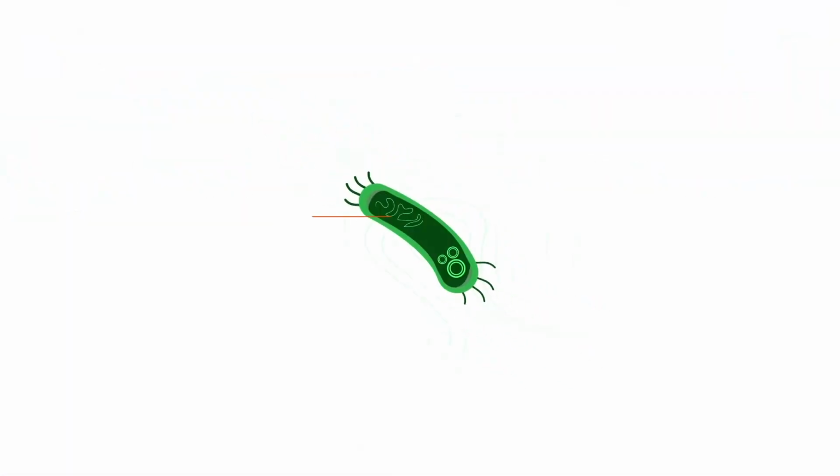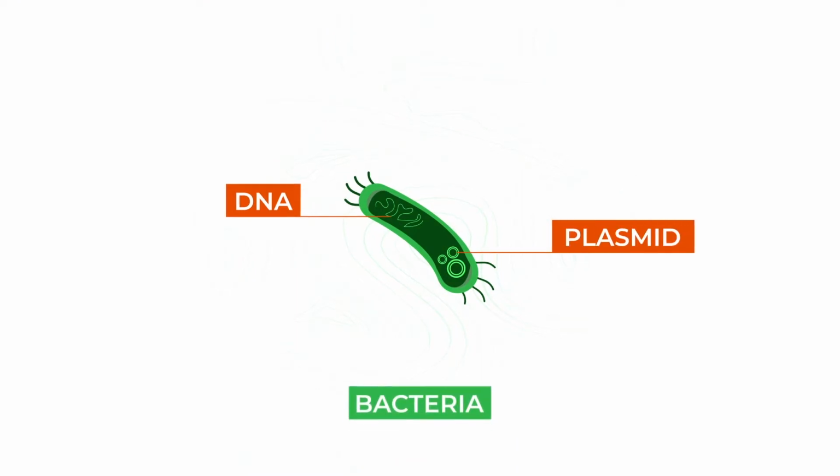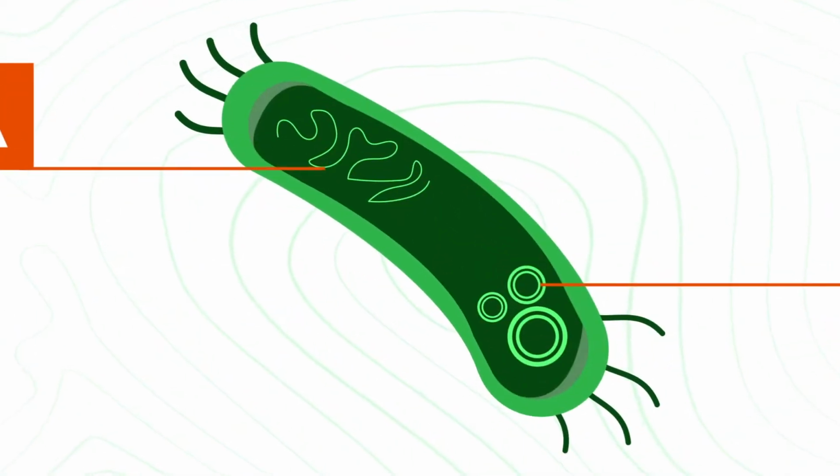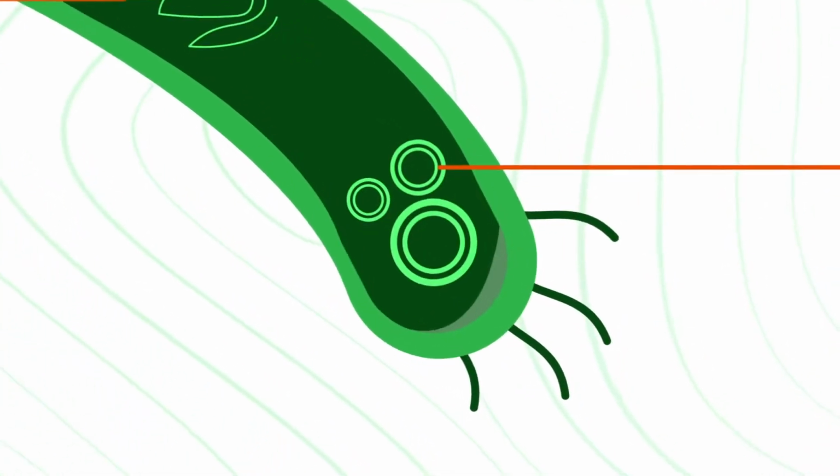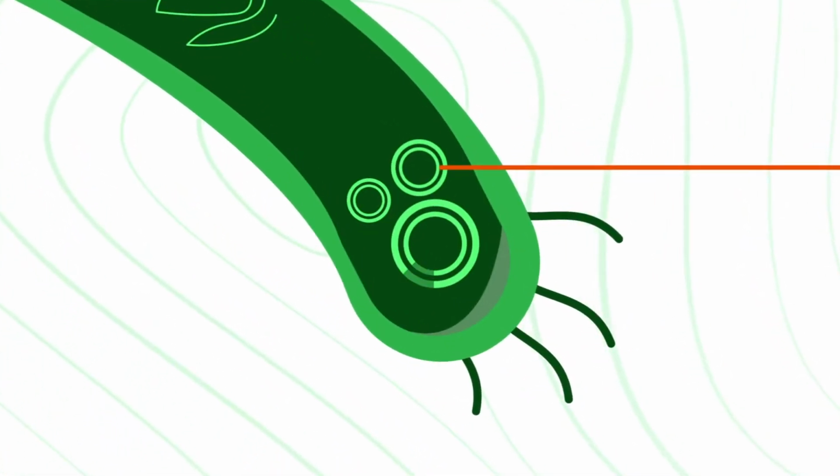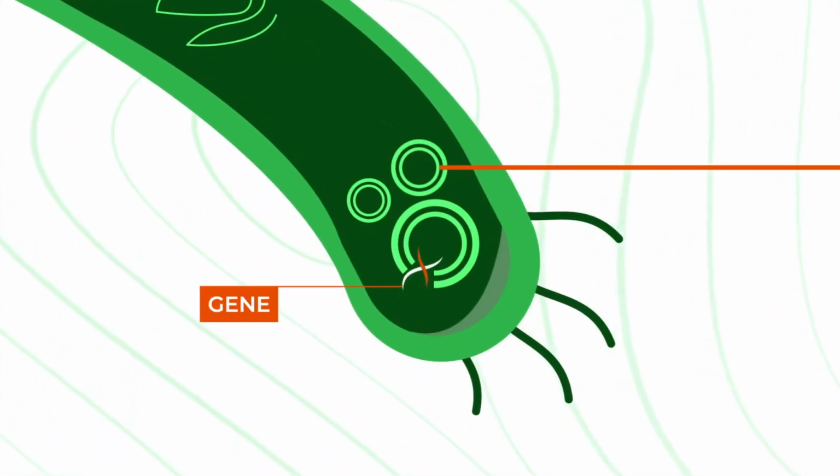However, the gene needs a vector, or mode of transportation, in order for the bacteria to accept it. One of the most commonly used vectors is a plasmid. A plasmid is a circular segment of DNA commonly found in bacteria. In order to add a selected gene to a plasmid, the plasmid must have a section cut out, and then the gene inserted into that spot.